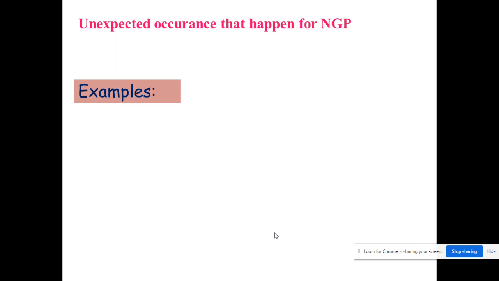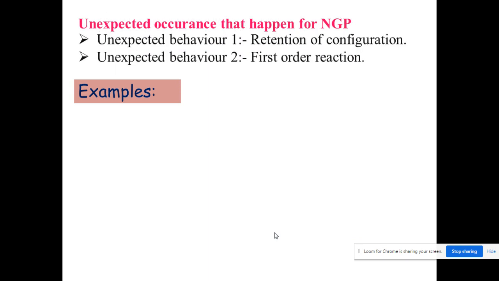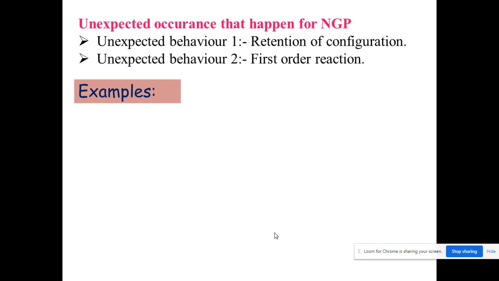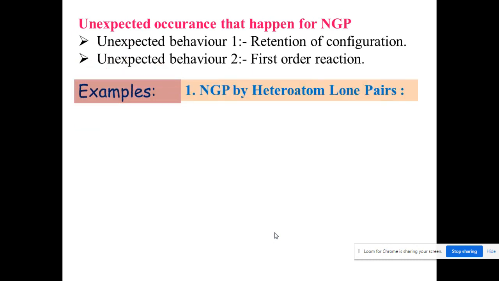Now, what unexpected occurrences happen in NGP reactions? Number one, unexpected behavior, retention of configuration. And second, unexpected behavior, first order reaction. We will discuss some examples regarding the NGP reaction.